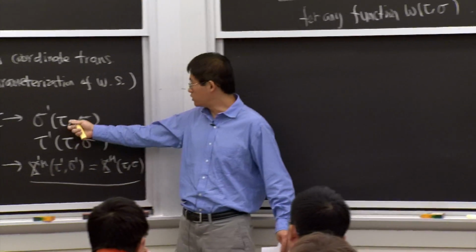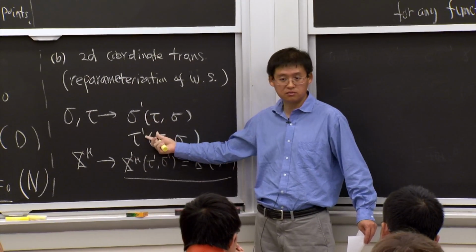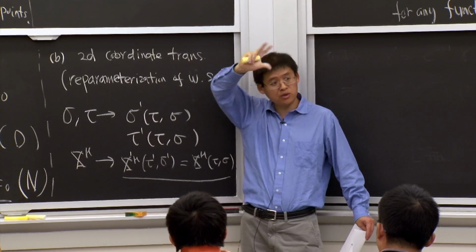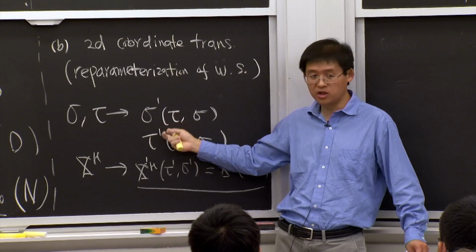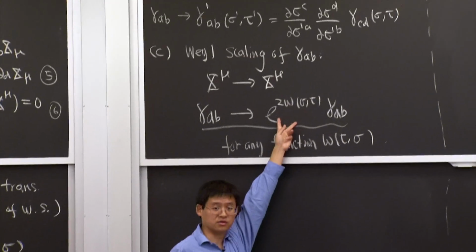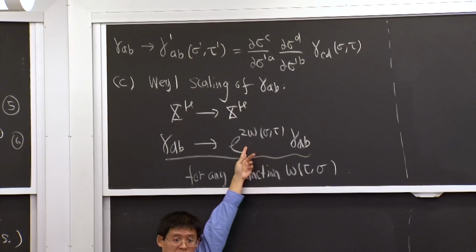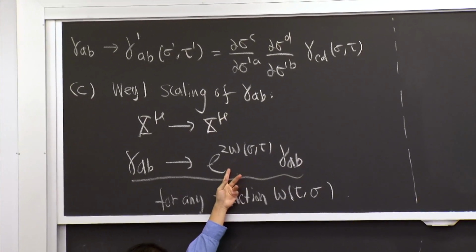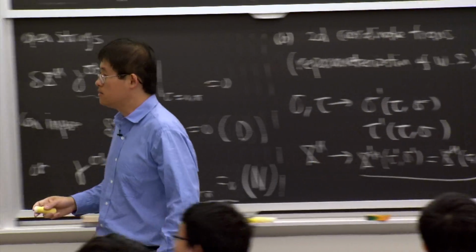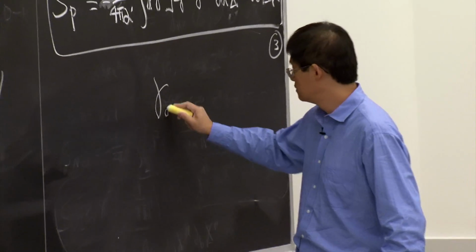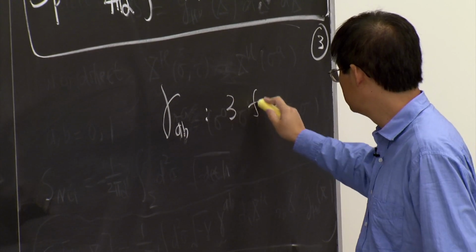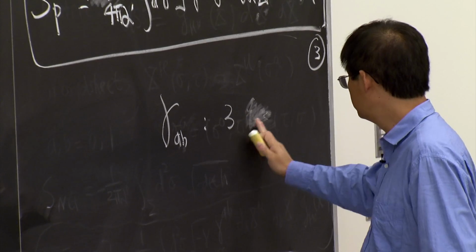Here I can change coordinates by arbitrary two functions. So here I essentially have two arbitrary functions of gauge freedom. And here I have one arbitrary function of gauge freedom, because I can choose omega, W arbitrarily. And if you look at gamma AB, the worksheet metric, so AB is from 0 to 1, this also has three degrees of freedom.